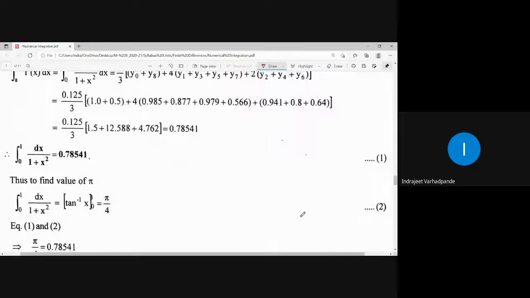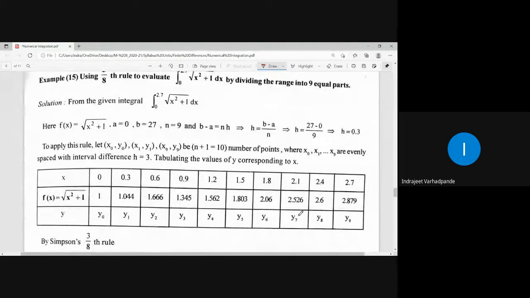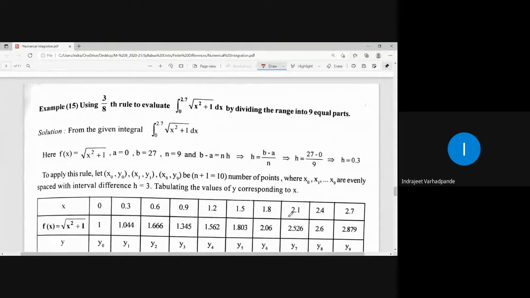Let us see one last example in which we have to apply Simpson's 3/8 rule. Using Simpson's 3/8 rule, evaluate the integration from 0 to 2.7 of under root of x square plus 1 dx, dividing the range into 9 equal parts. See, in Simpson's 3/8 rule, the condition is that n should be a multiple of 3. So 9 is a multiple of 3. So n is equal to 9. a is 0, b is 2.7, n is equal to 9.